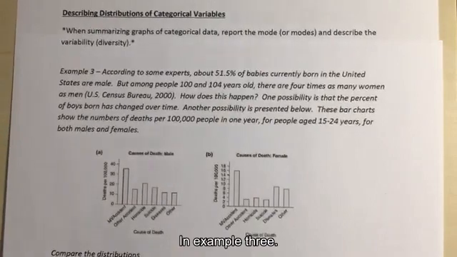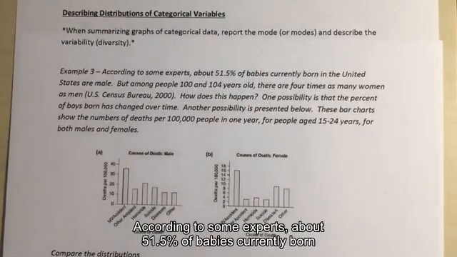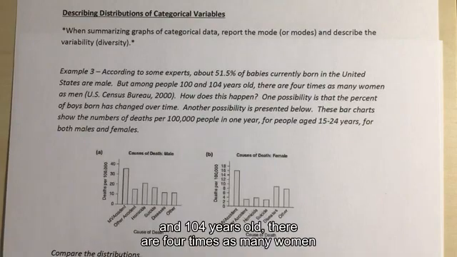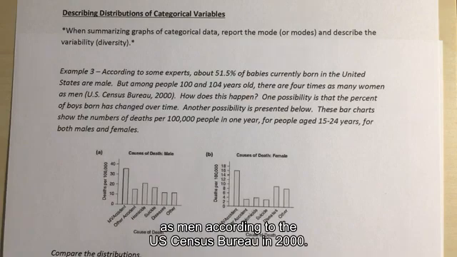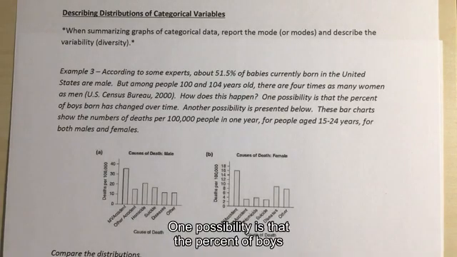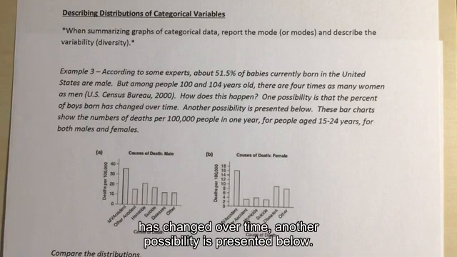In example 3, according to some experts, about 51.5% of babies currently born in the United States are male. But among people 100 to 104 years old, there are 4 times as many women as men, according to the U.S. Census Bureau in 2000. How does this happen? One possibility is that the percent of boys has changed over time. Another possibility is presented below.